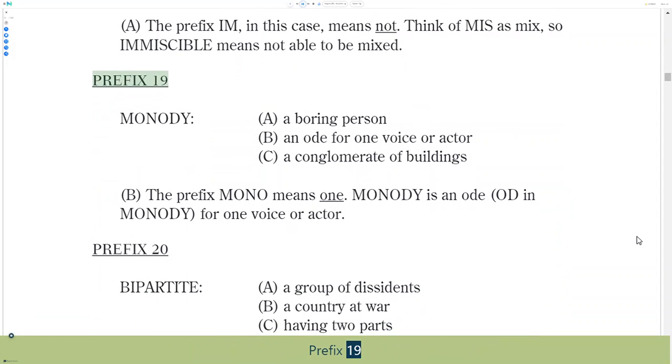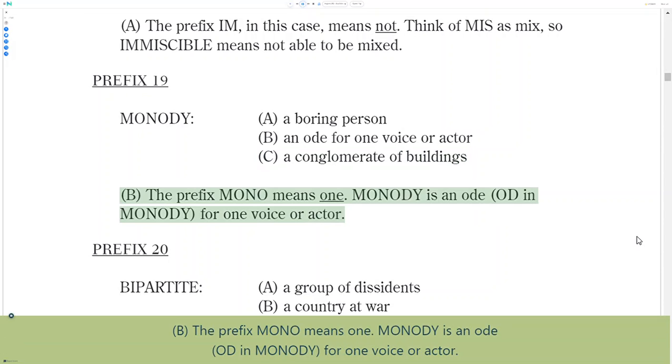Prefix 19. Monody. A. A boring person. B. An ode for one voice or actor. C. A conglomerate of buildings. B. The prefix mono means one. Monody is an ode, od in monody, for one voice or actor.